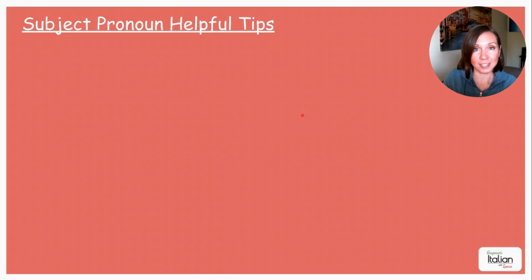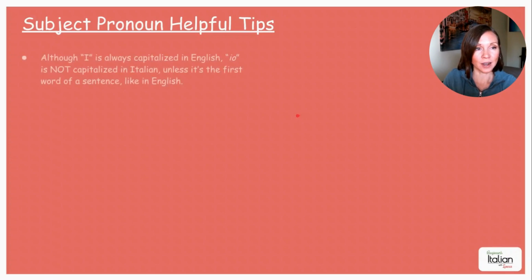Subject pronoun helpful tips. Okay, so I have a few helpful tips here. The first one is, although I is always capitalized in English, io is not capitalized in Italian unless it's the first word of a sentence, just like in English. For example, I have a book. Io ho un libro. So in this case, io is capitalized because it is the first letter of the sentence.